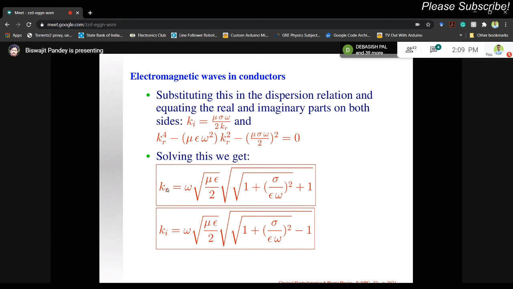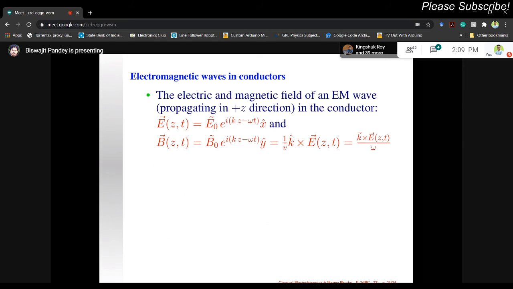And if you put this kr in this equation here, then you get ki. So the real part and imaginary part of the wave vector can be easily obtained from this quadratic equation, combining that solution with this equation. And what are the physical meanings of these two terms, the real term and the imaginary term? That we have to understand. Once we write k equal to kr plus i ki, let us again go to the solution that we started with.